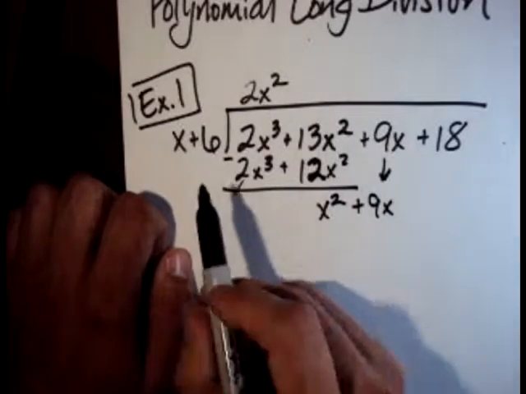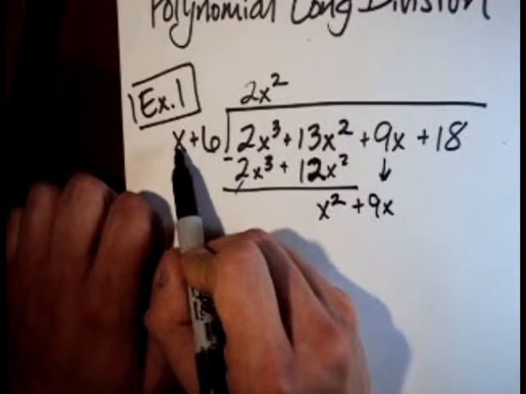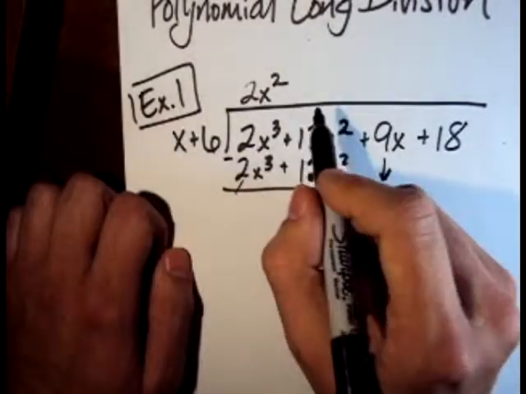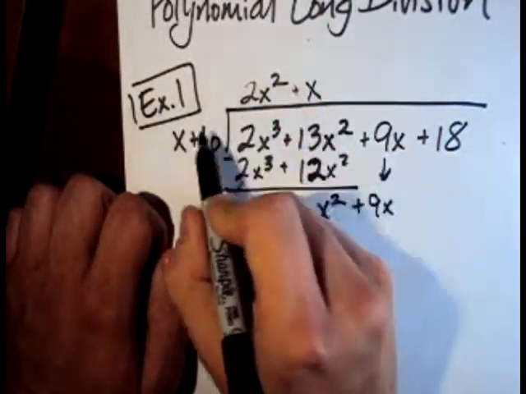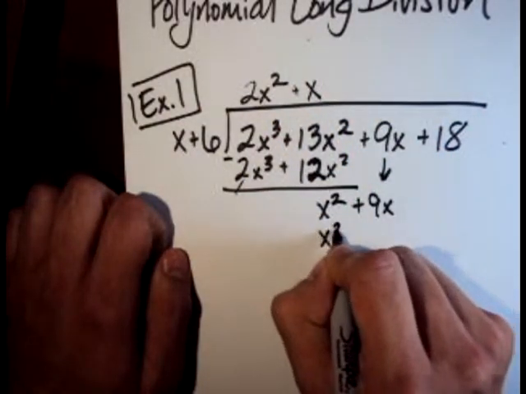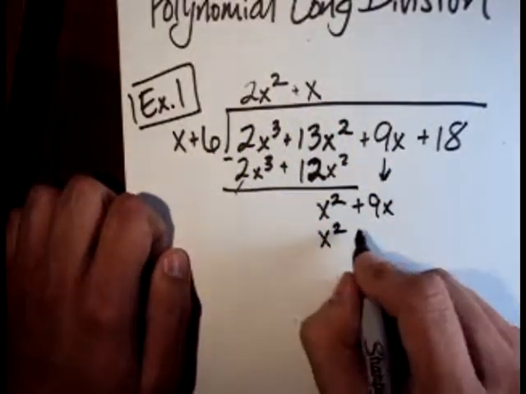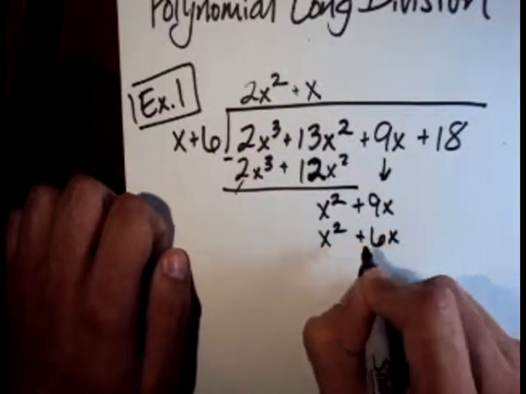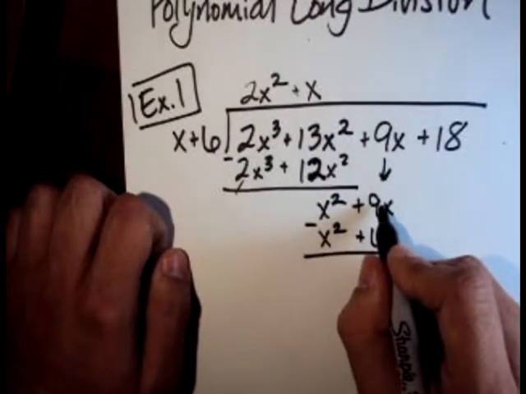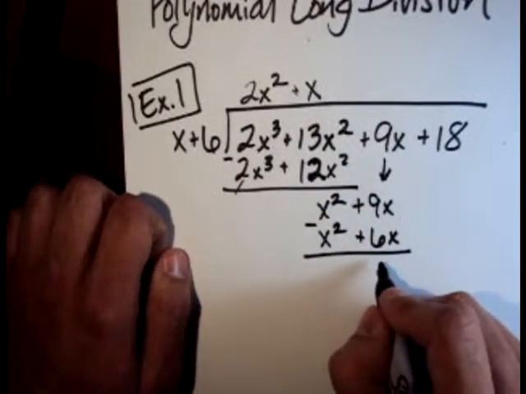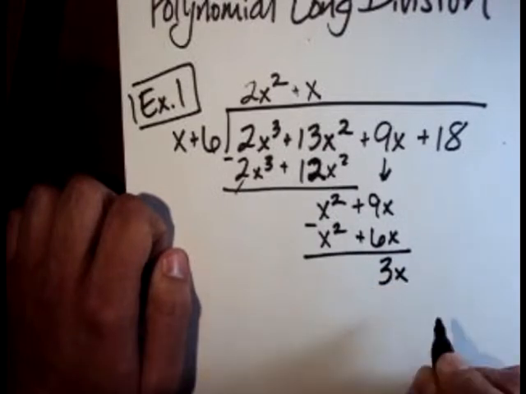Okay, so what do we have? Well, it looks like x into x squared. That's going to be just an x. So we're going to say plus x. And then x times this, that's x squared. X times the 6, that's going to be 6x. And subtract. Notice this cancels out. So now we have 9x minus 6x. That's going to be 3x.